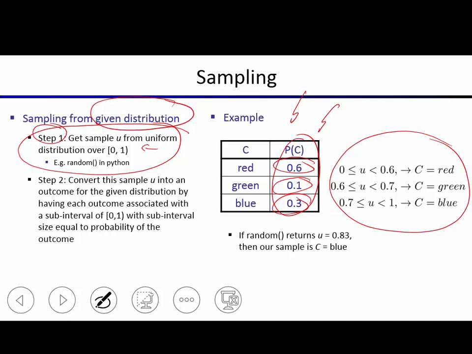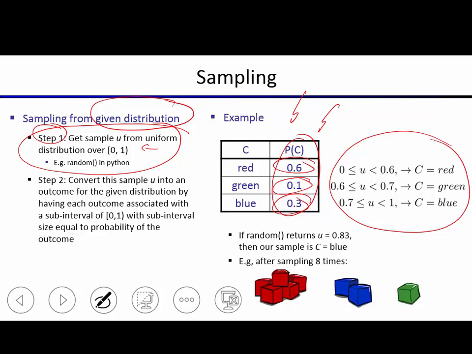All right, so we now know how to sample from a joint distribution. Maybe we sample multiple times. Usually that's necessary to get a good representation. And we get something like this: 5 times red, 2 times blue, 1 time green. Note that if you now compute from these samples your estimate for the probability for red, there are 5 reds out of 8, so it'd be 5 over 8, which is actually not equal to 0.6.